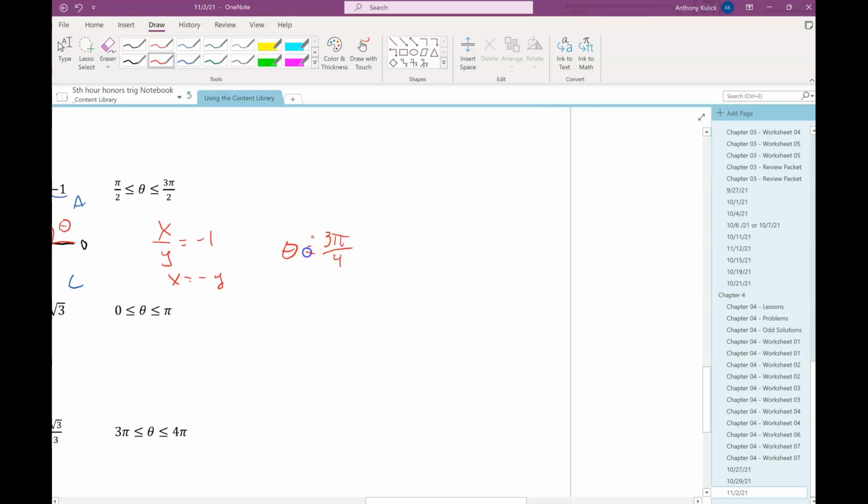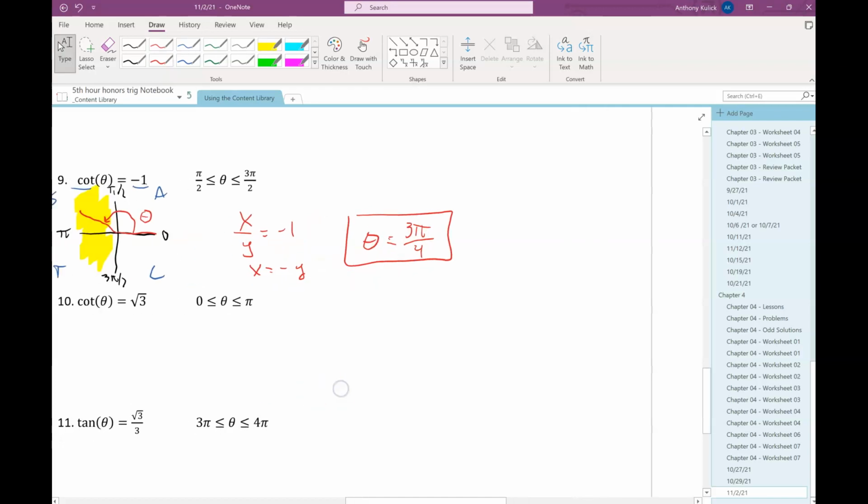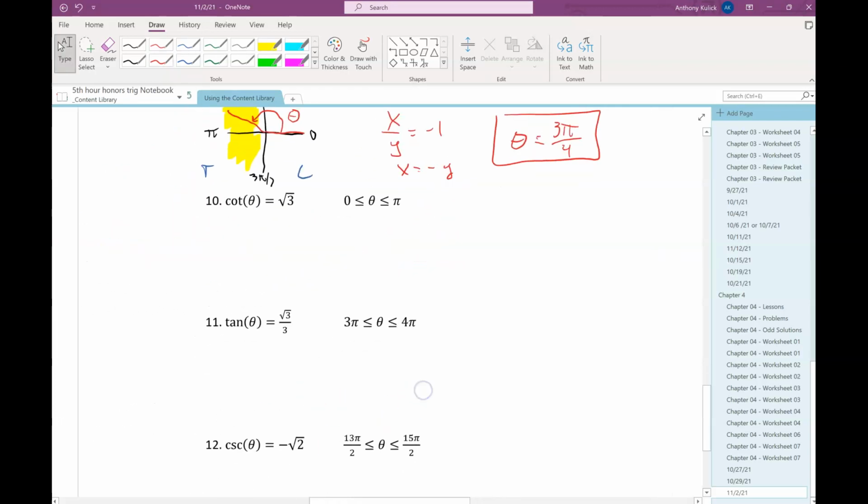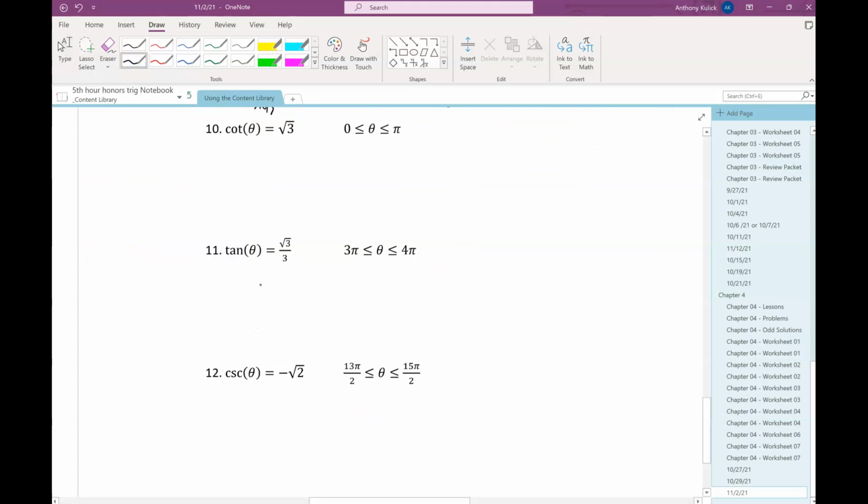Yes, Paul. For number 11, could you use the unit circle for number 11? Yeah. So again, 0, pi over 2, pi, 3 pi over 2, 2 pi, 5 pi over 2, 3 pi, 7 pi over 2, 4 pi. So we're looking here. All silly turtles crawl. So tangent is positive in quadrant 3.